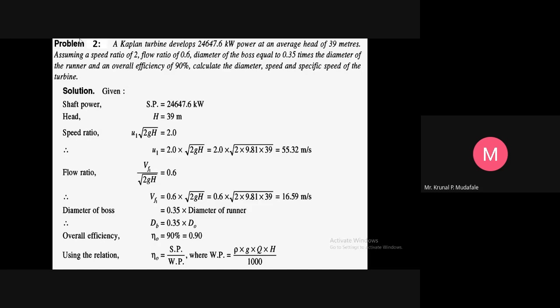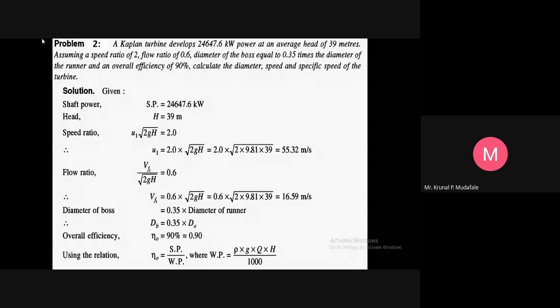Okay, problem number 2. A Kaplan turbine develops 24,647.6 kilowatt power at an average head of 39 meters. Assuming a speed ratio of 2, flow ratio of 0.6, diameter of boss equals to 0.35 times the diameter of the runner, and an overall efficiency of 90%, calculate the diameter, speed, and specific speed of the turbine. So again the next problem with different parameters. Yes, so it is a very interesting numerical now.